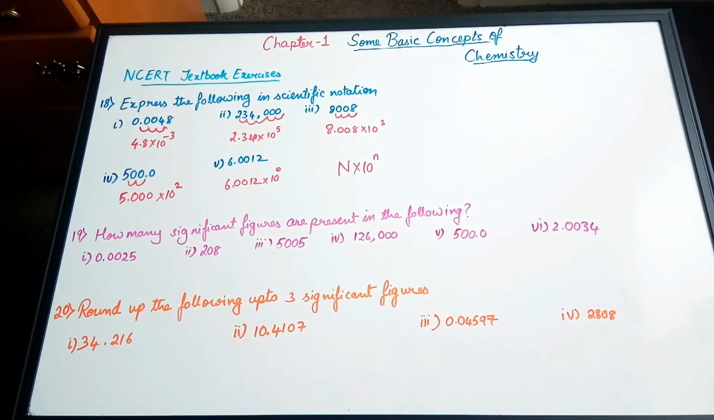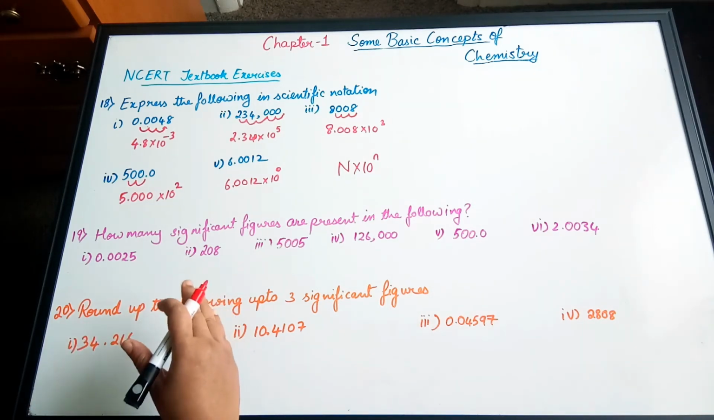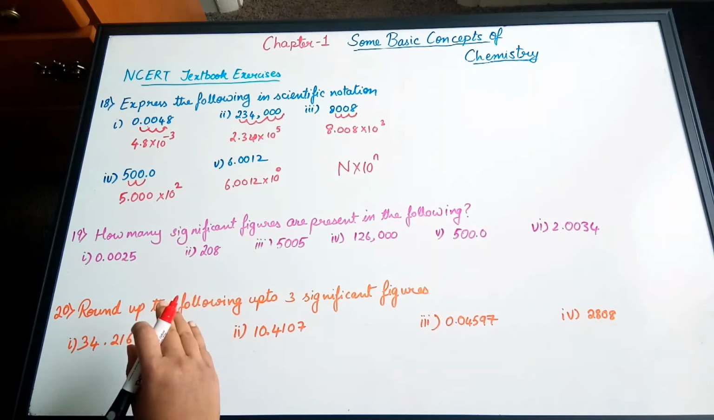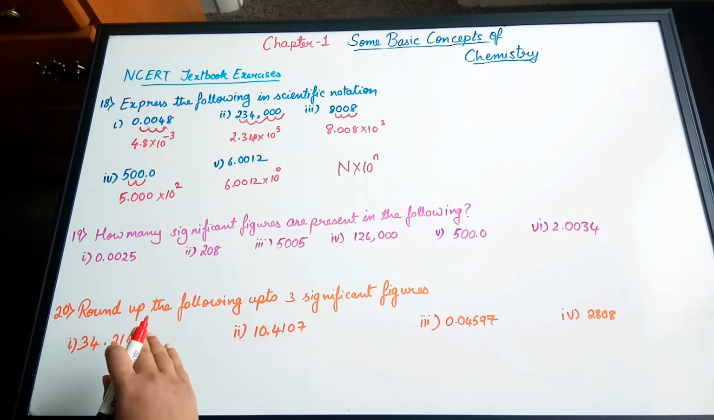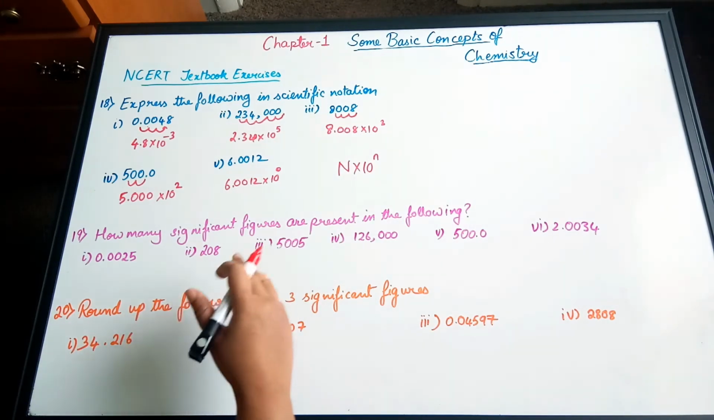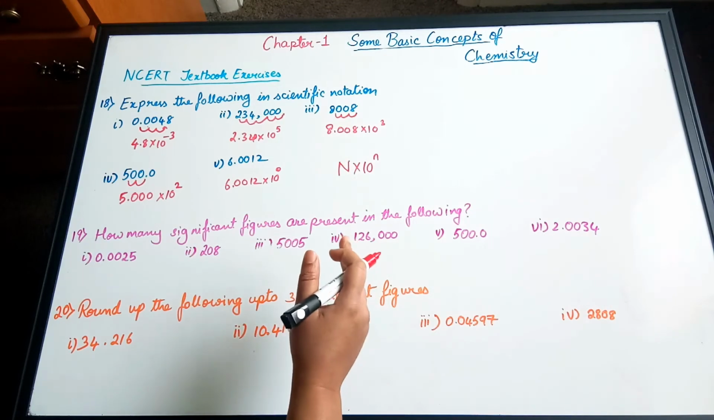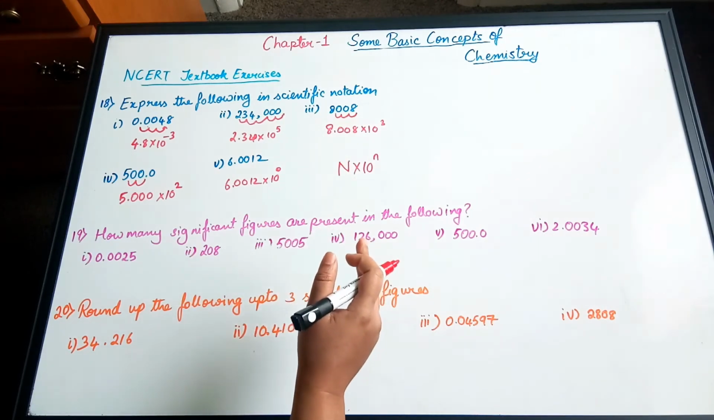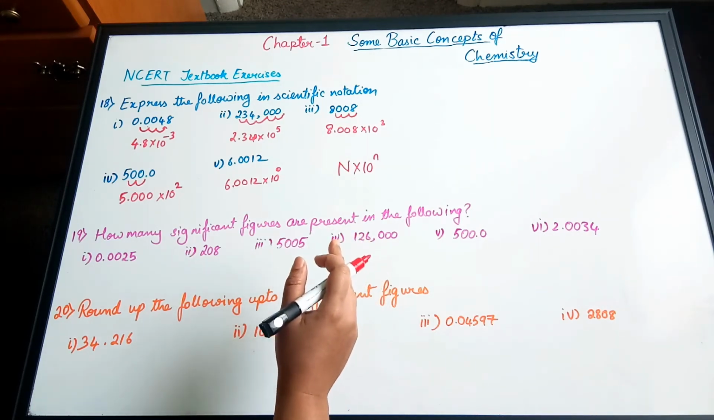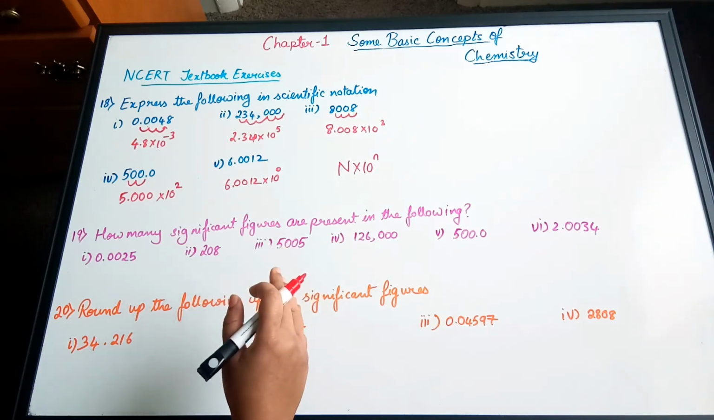Next one. How many significant figures are present in the following? There are certain rules that are followed. I will just read them once. First, all the non-zero digits are significant. Second, zeros before the first non-zero digit are not significant. Zeros in between two non-zero digits are significant. Zeros at the right of the number are significant only if they are on the right of a decimal point. This will show how accurate a particular measurement is.